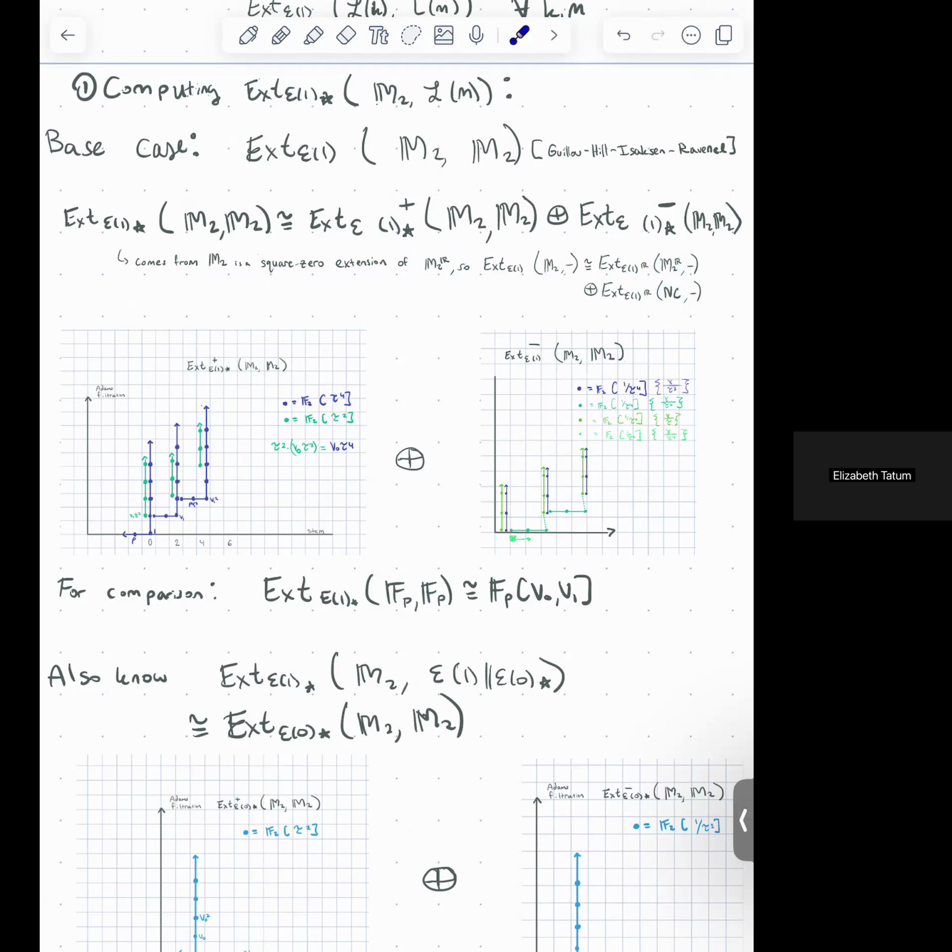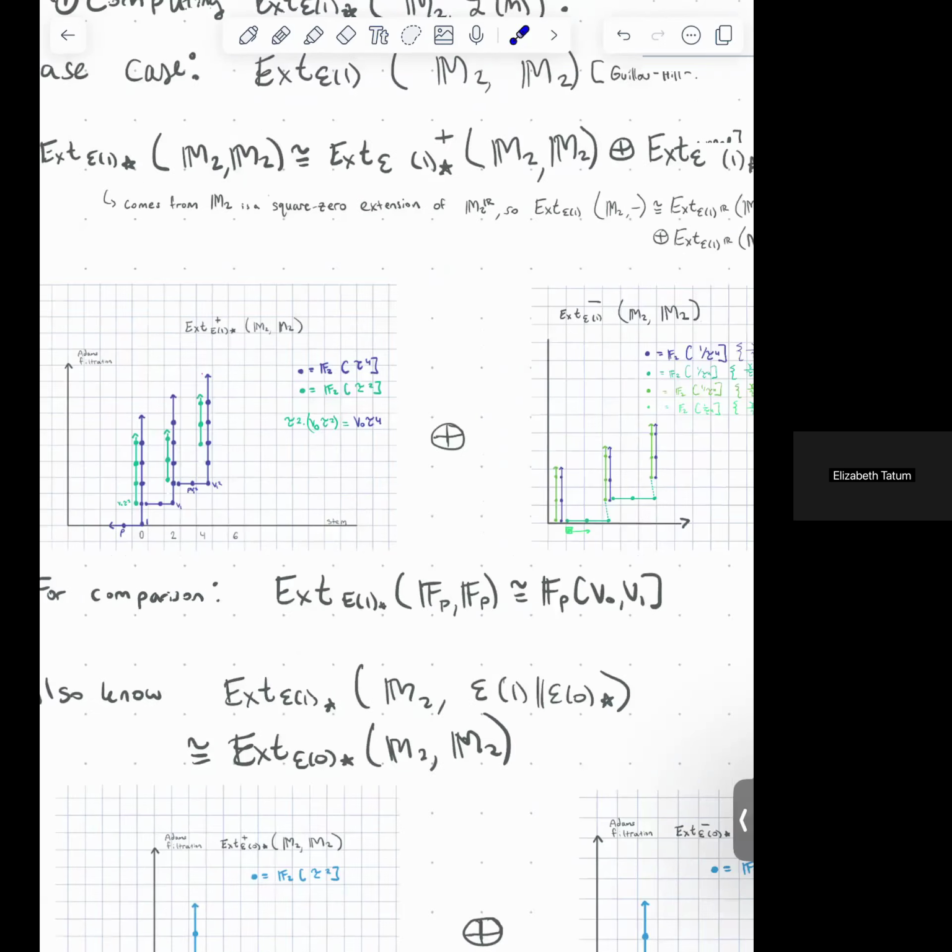There are definitely some nicer diagrams in this paper of Quigley, Hill, Isaksen, and Ravenel, but just to give a rough idea, this is the positive part over here. This is the negative part over here. For this talk, I'll just focus on showing what happens in the positive part. But the negative part is similar, just more complicated.